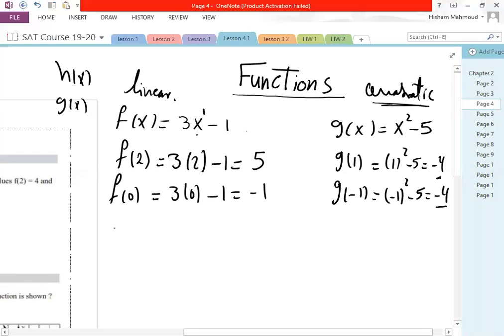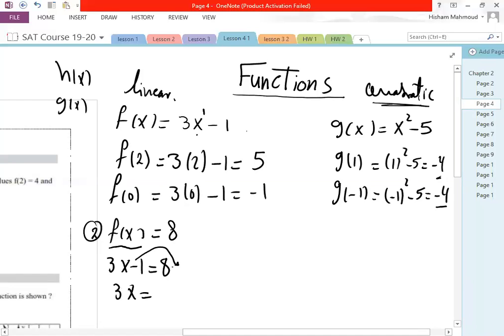That's the first part. Second part, if f of x is equal to 5 and I want to find x, or if f of x is equal, for example, 8, there is a big difference between f of 8 and f of x is equal to 8. f of 8 means that I'm replacing x with 8. But f of x is equal to 8 means that you are going to write the function, which is 3x minus 1, and make it equal to 8. So 3x is equal, when I move negative 1 to the other side, to 9. So x is equal to 3. So there is a big difference between f of x equal to a number and f of a number.